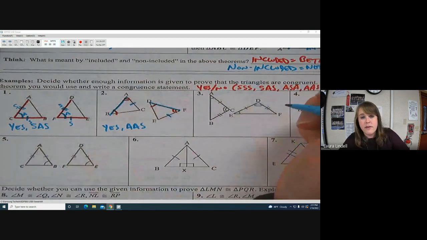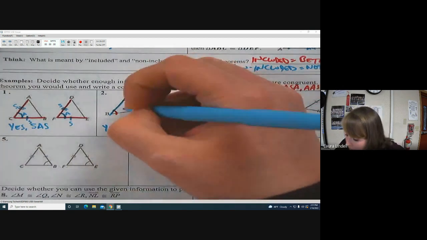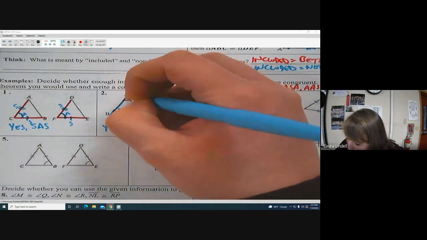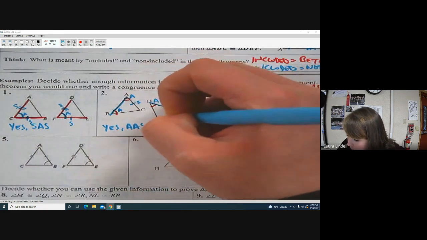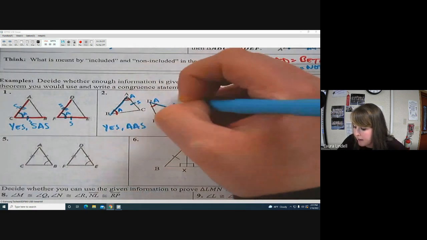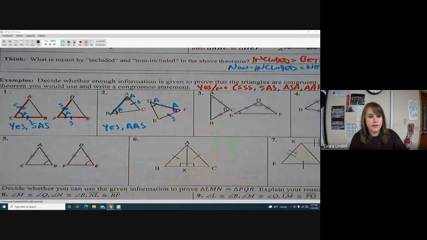Another way that you could figure this out or think about it is go, okay, that's an angle, that's an angle, that's a side, that's an angle, angle, side. And if you read them in order, AAS. Okay, so whatever way works best for you to think about it is how you should do it. In this case, it's angle, angle, side though.